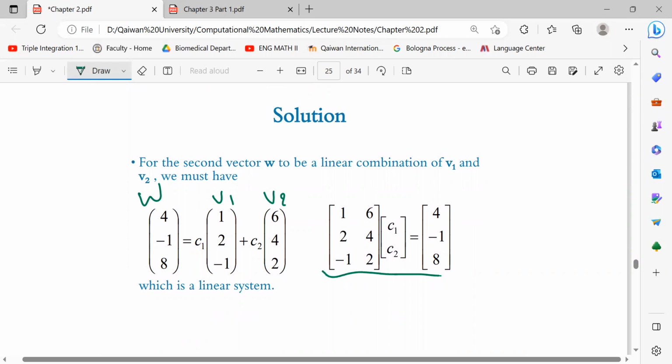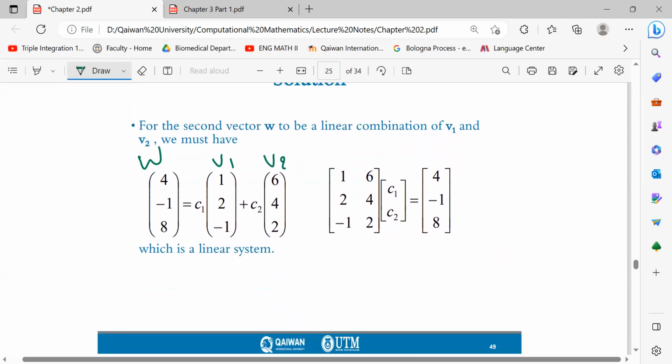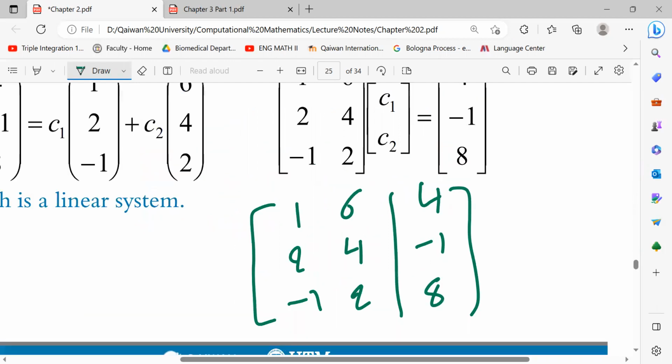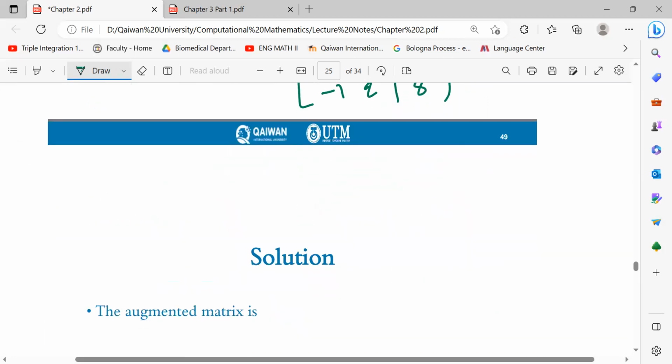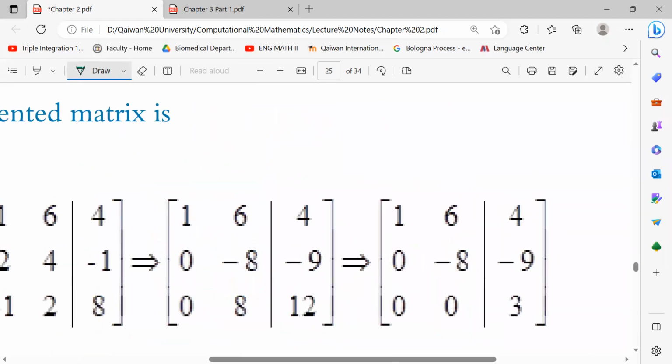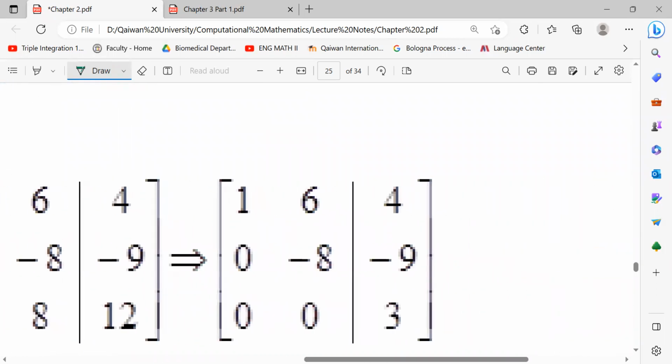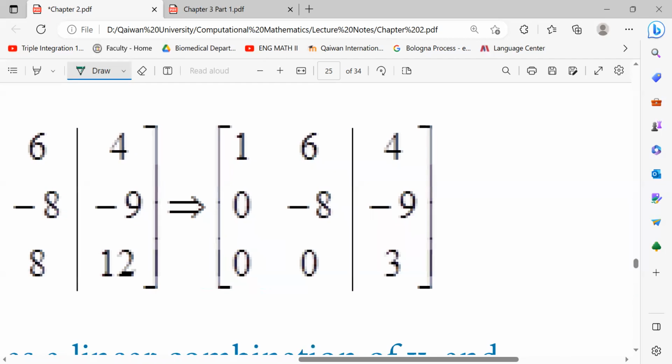Now we write down the matrix form of the vectors and then the augmented matrix. The augmented matrix is 1, 2, -1, 6, 4, 2, then 4, -1, 8. Then apply the reduced row echelon form here. We studied that, that's why I am not gonna do it again.